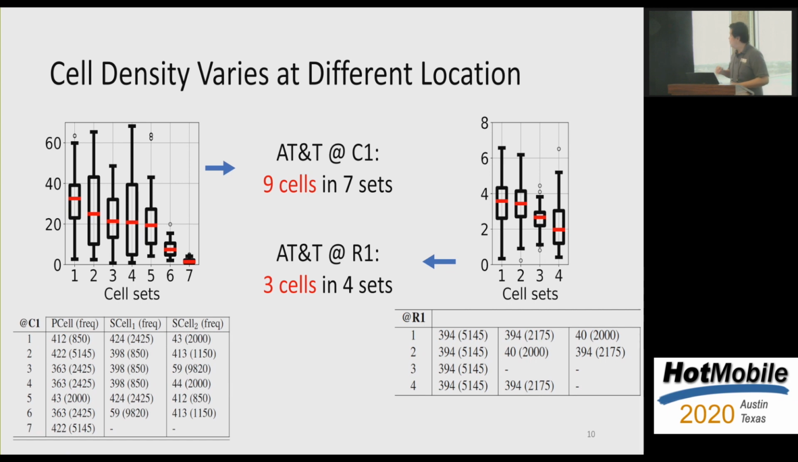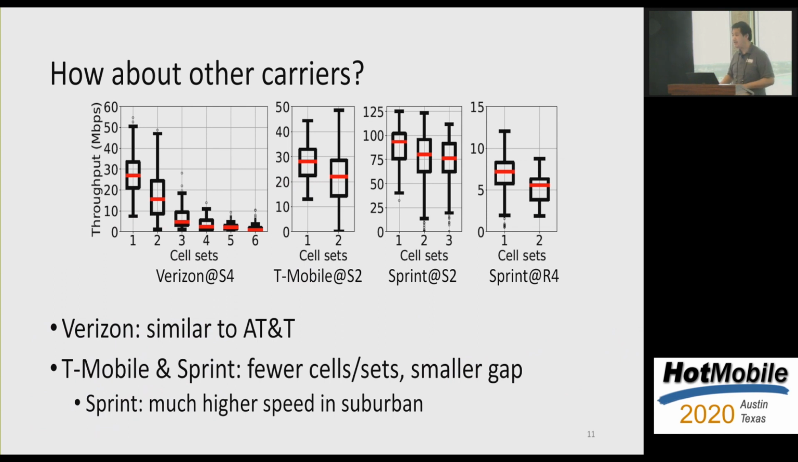We found one important factor is that the cell density varies at different locations. We can see at the C1 location, which is on campus, there are in total 9 different cells in 7 different serving cell sets. But in the rural area, we can only observe 3 different serving cells from 4 different serving cell sets. So how about other carriers?